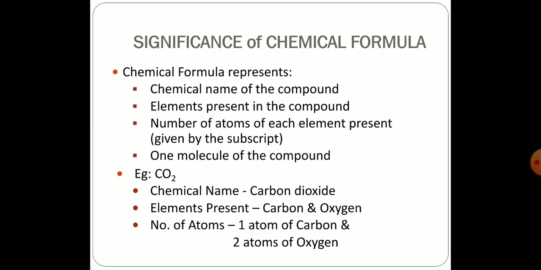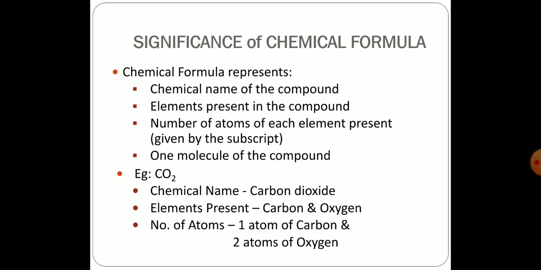Now what are the elements present? One element is carbon, another element is oxygen. Now how many atoms are there? One atom of carbon and two atoms of oxygen. All these details can be obtained from one chemical formula. Yes, so once you look at a chemical formula, you have to understand this.